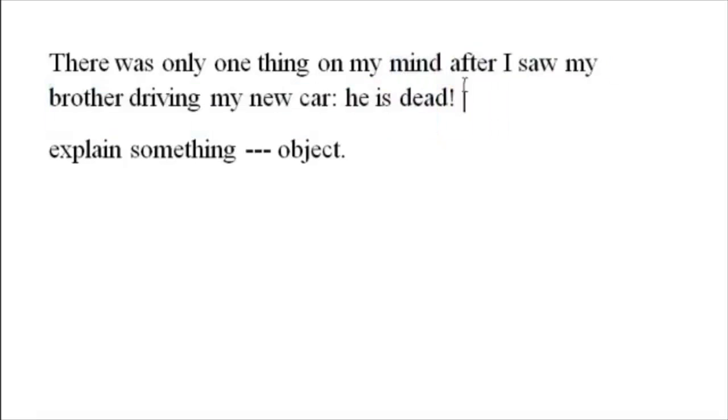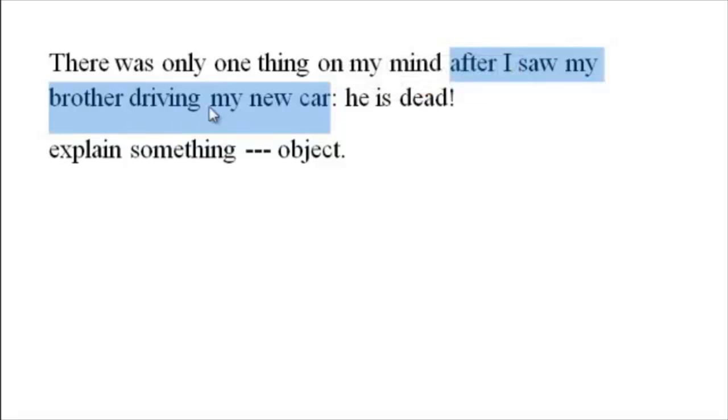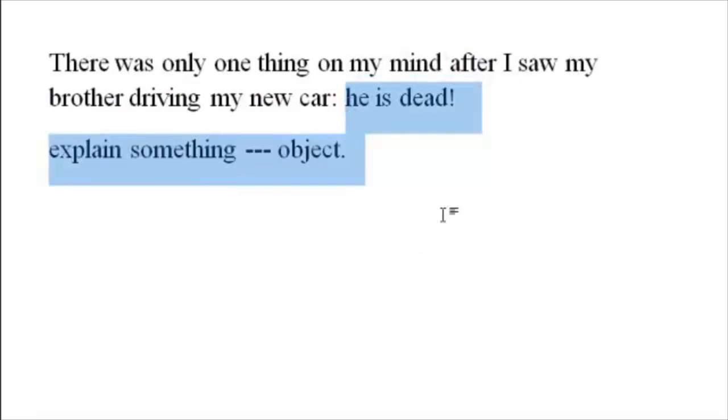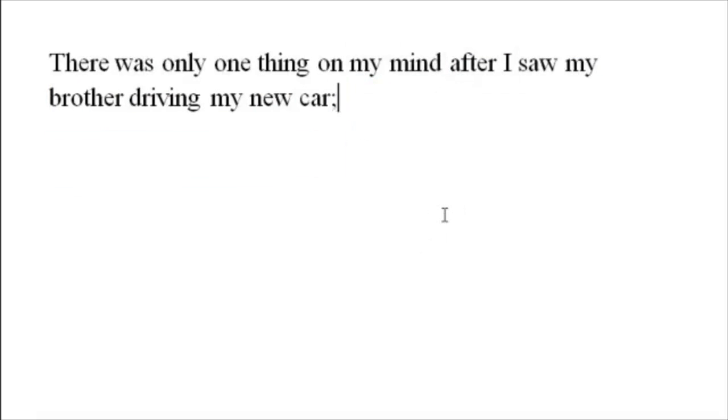This is a dependent clause, and you could tell by switching it around to see if it works or not. You can switch it around by saying, after I saw my brother drive my car, there was only one thing on my mind. That's a dependent clause, independent clause. This is right now independent clause, dependent clause. He is dead. So you can write a sentence after this, and I know you can do a semicolon like this. There's a separate lesson on semicolons, so you can watch that one. You could do semicolon, he is dead, but it's really not that close in meaning. It's better to use colon in this case.